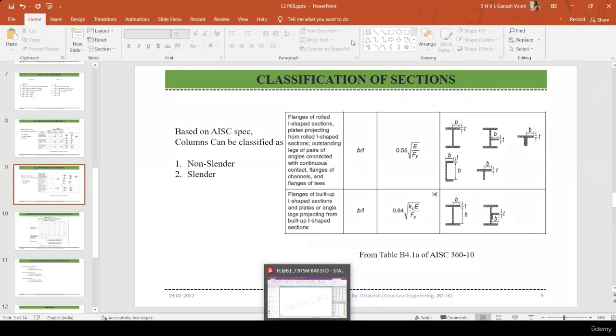Sir, one question. If we have a crane capacity of 15 metric tons, can I use a stepped column or a straight column with a bracket? Yes, exactly. For up to 15 meters, it is okay to use a bracket.